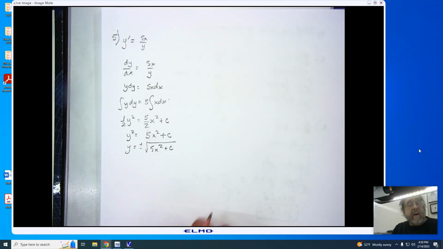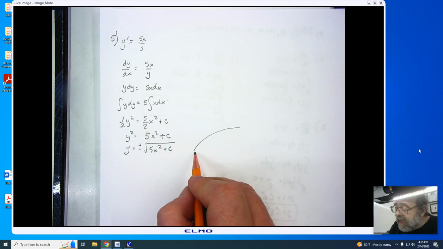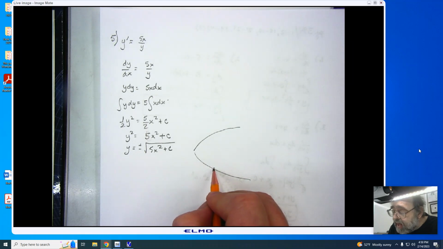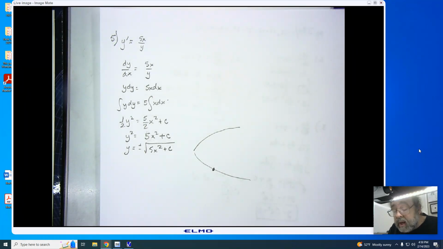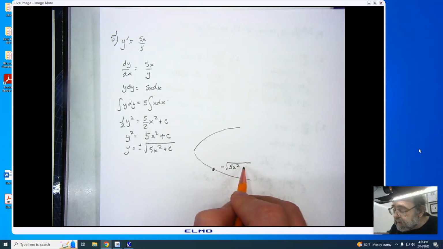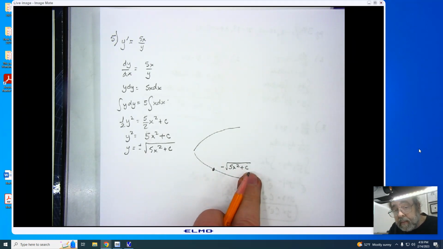Now it's real important that we understand that if I were given a point, I have two possibilities. I have a positive radical and a negative radical. If they had given me a point that had a negative y value, I would use the negative square root portion of my answer, and whatever constant I got from that negative y would go back here.